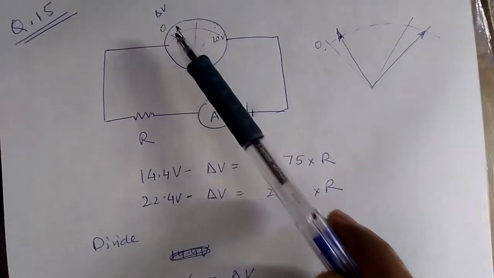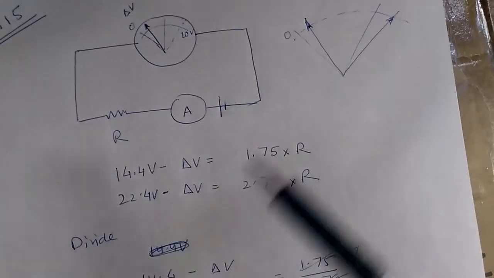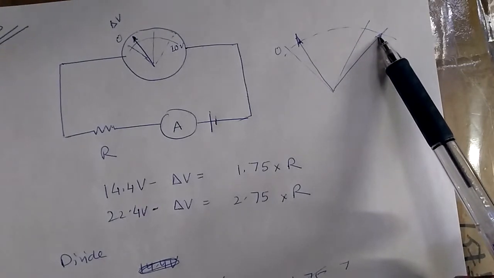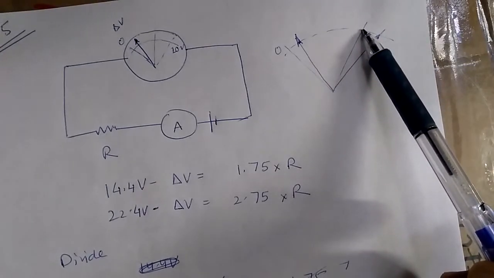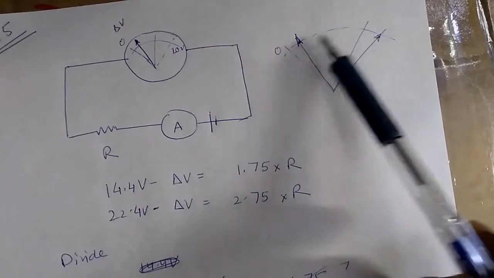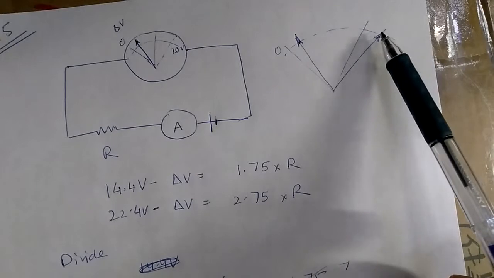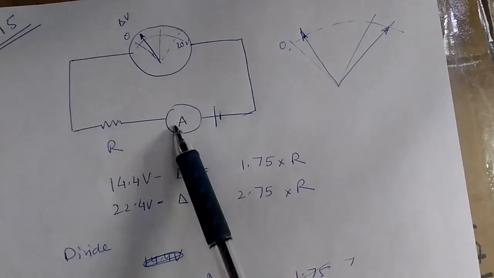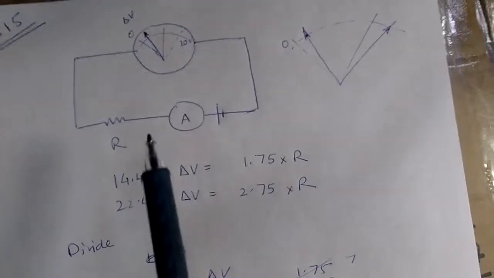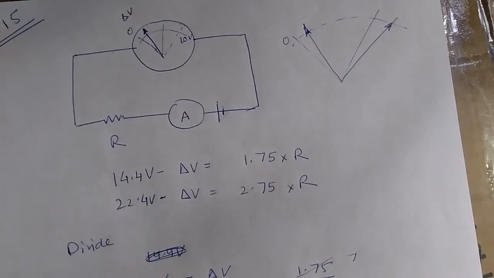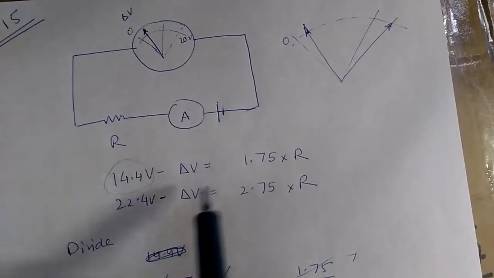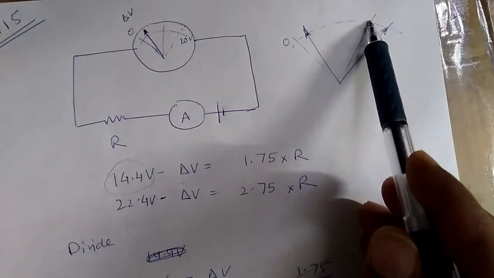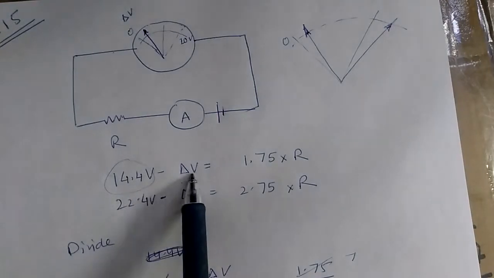What does it mean? The meter should have been here after the deflection, but it's actually here. So the actual reading is this much, but because the meter is a little ahead, it is showing this much. Let us say that error is delta V. Then we are given that under certain conditions we read 14.4 volts. But if delta V was the error, then the actual reading is 14.4 volt minus delta V.